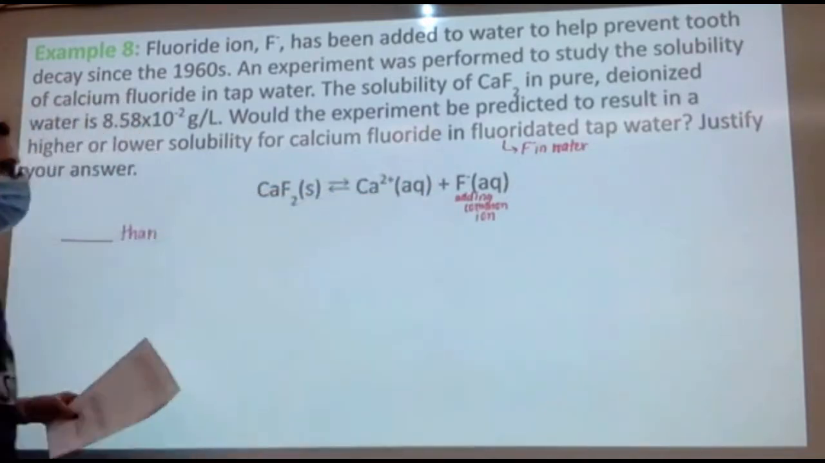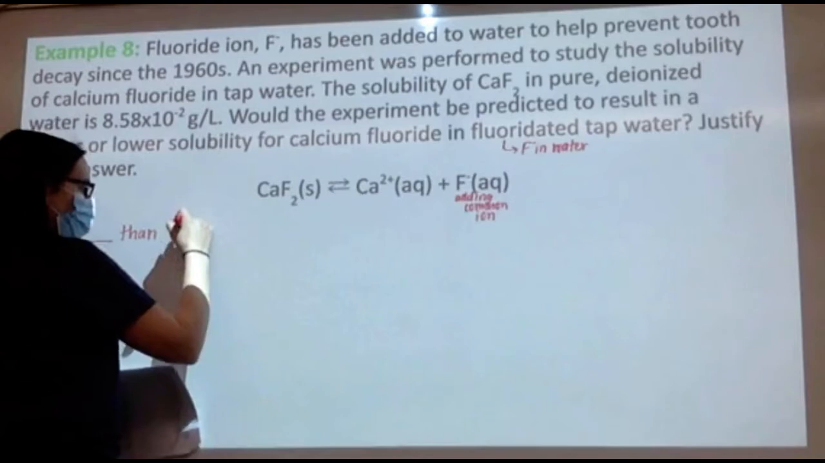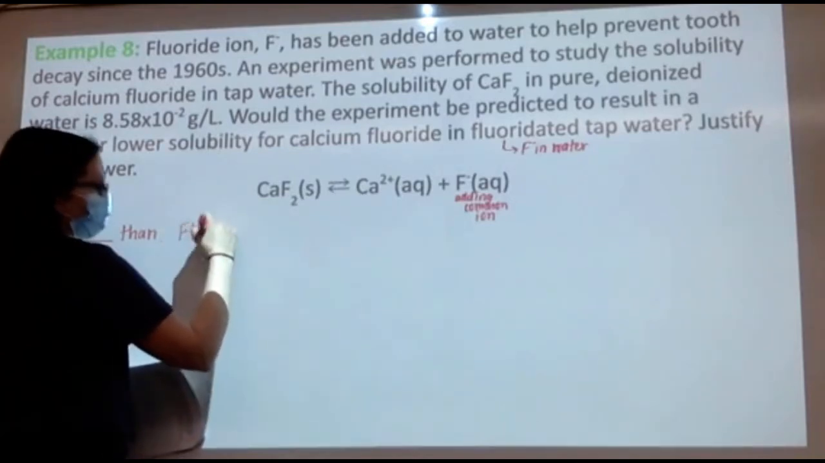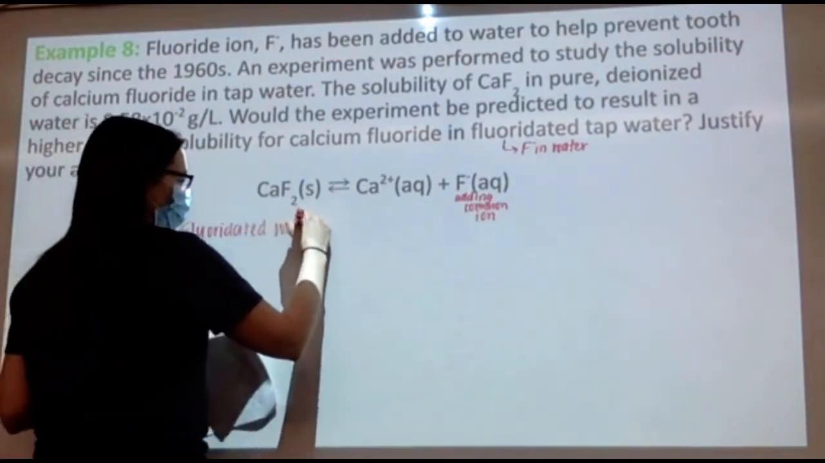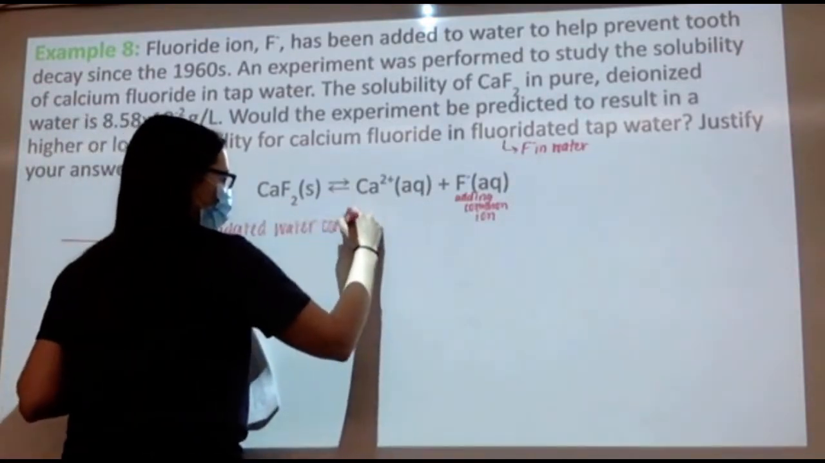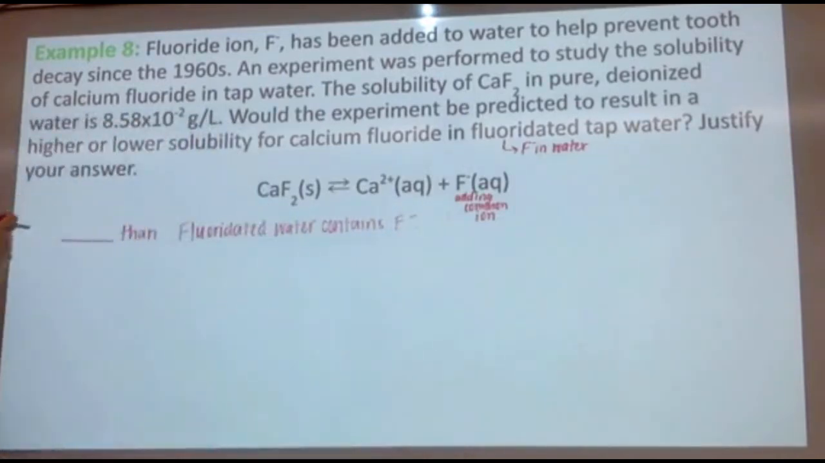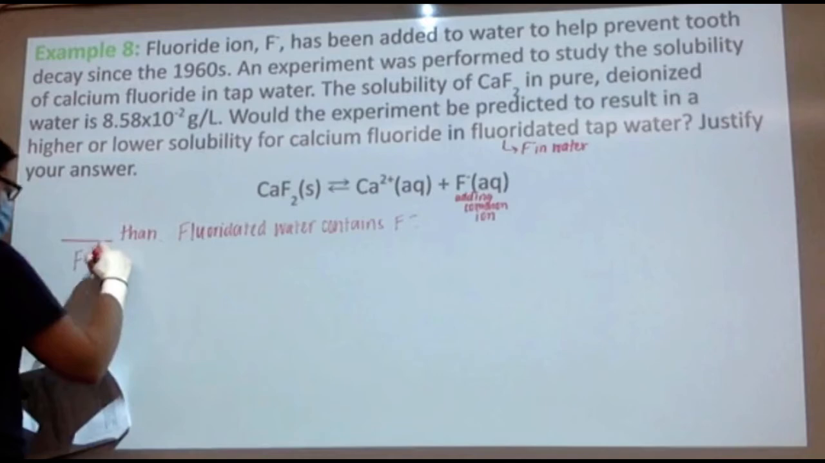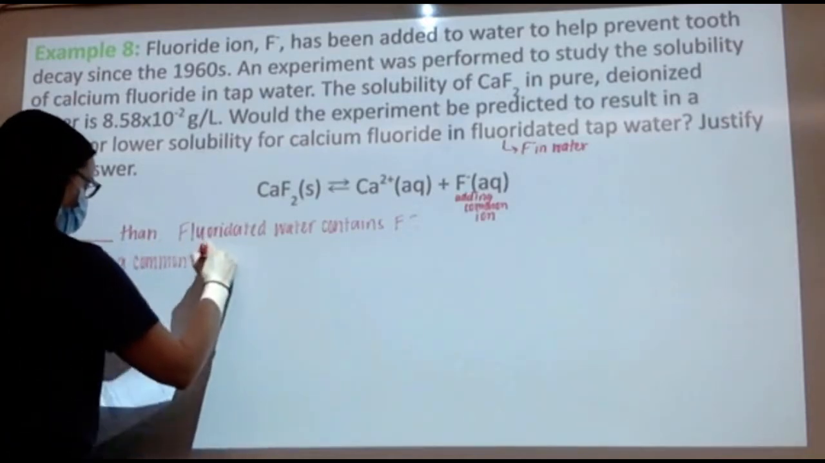So we know that this fluoridated tap water has F minus in it. So the fluoridated water contains F minus. So I'm just kind of talking through how this would affect solubility. So I'll say F minus is a common ion.